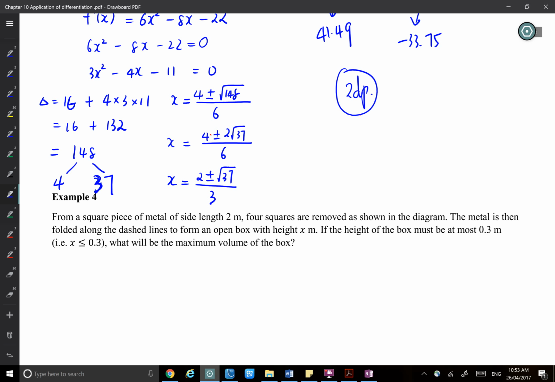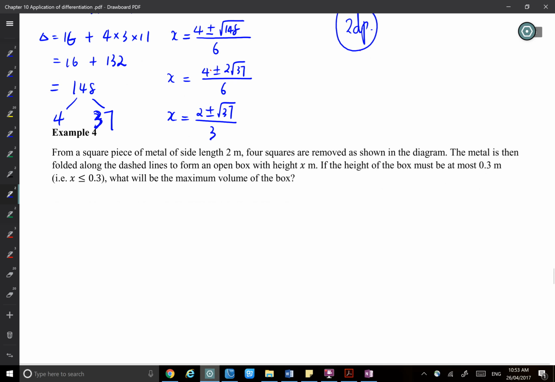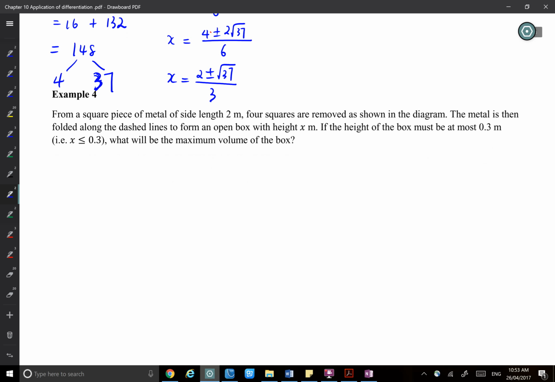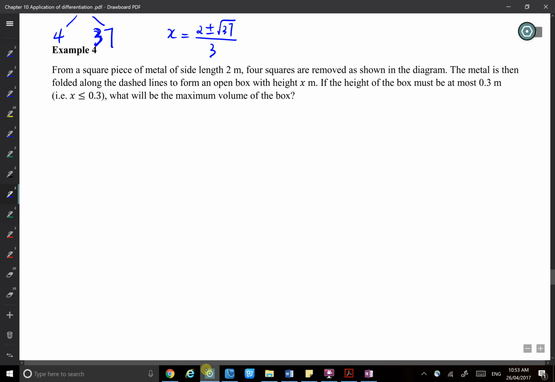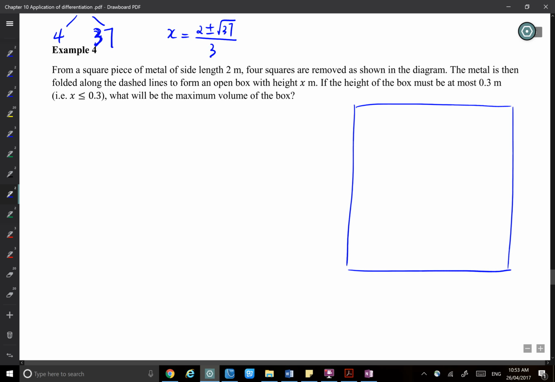Okay, example 4. From a square piece of metal of side length 2, 4 squares are removed as shown in the diagram. So the diagram will look like this. 4 squares are cut from each corner, so it looks like that. That's 2 meters, 2 meters, and then x is cut here.